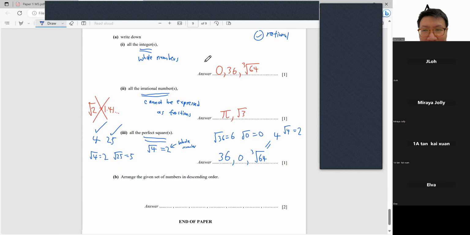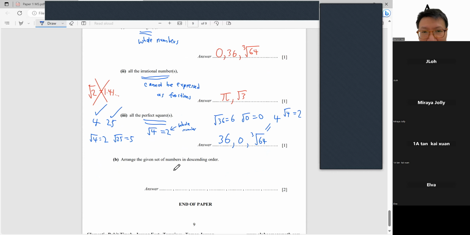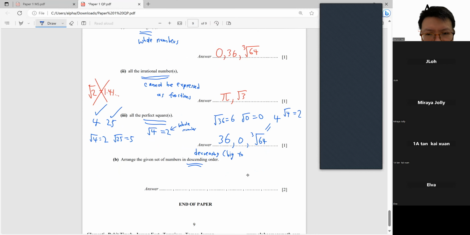Okay? And the last one, you can use a calculator. Simply put all of them into decimals and you will be able to rearrange them properly. The first one that we should have over here in descending order. Descending means decreasing, right? From big to small. So we have 36. We have cube root 64. This is 4. Pi, because pi is around 3.14. We have square root 3, because this is about 1.73 something. We have 0, of course. And we have negative 1 over 7.